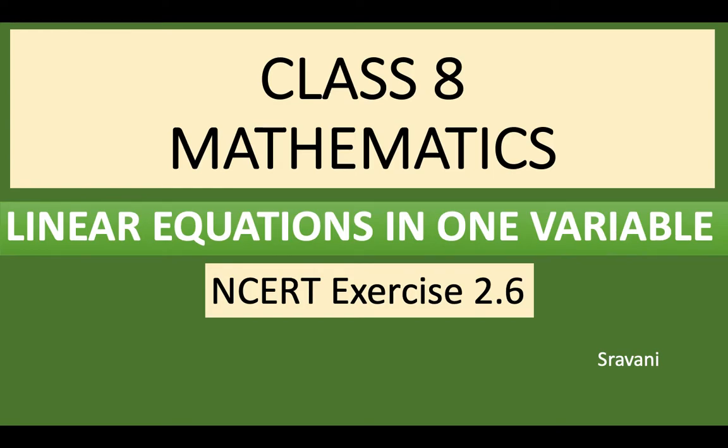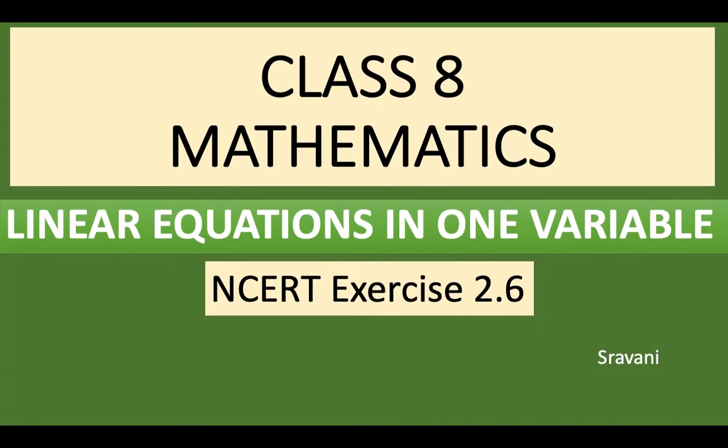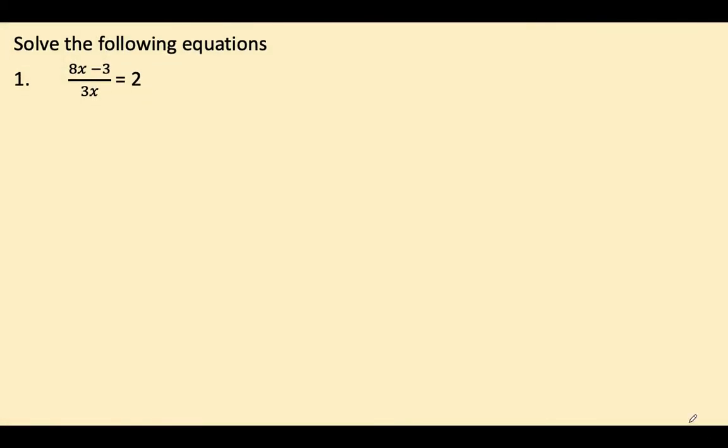In this video, let's learn how to solve problems from exercise 2.6 of NCERT class 8th mathematics. This is from the chapter linear equations in one variable. Let's look at the first question. Solve the following equation: (8x minus 3) by 3x is equal to 2.